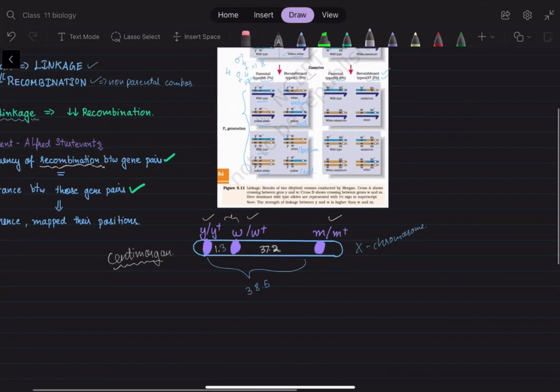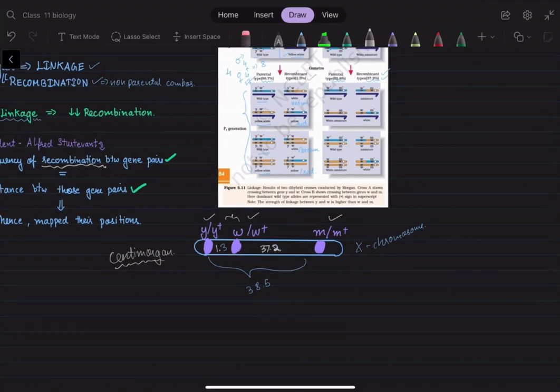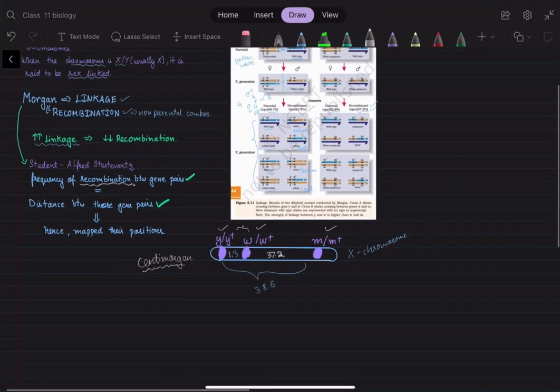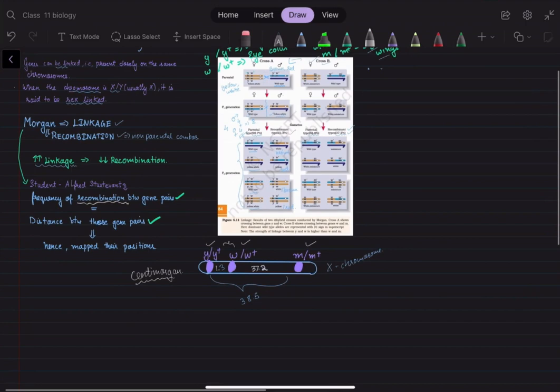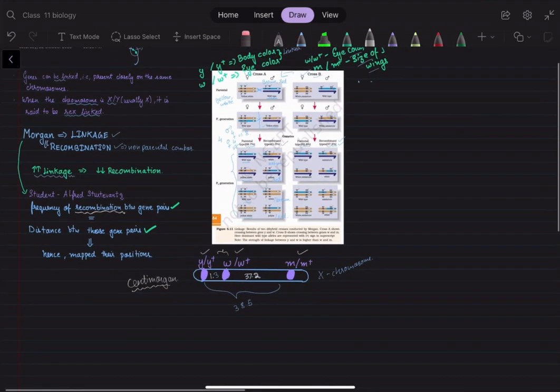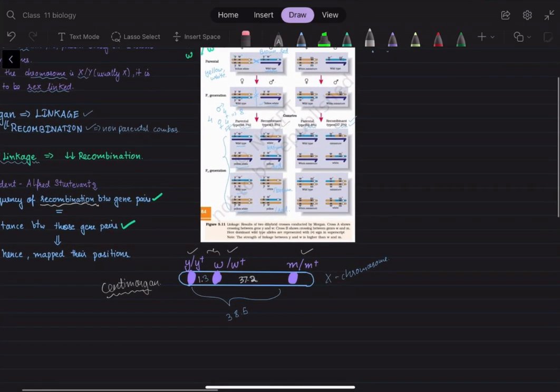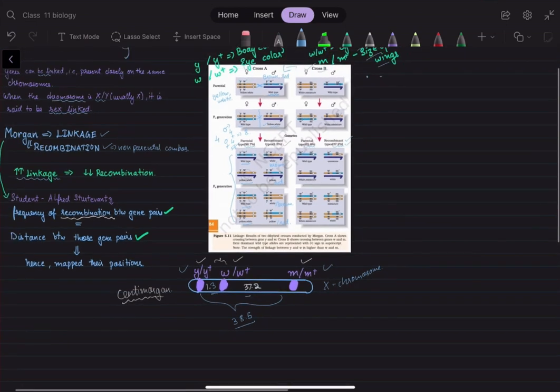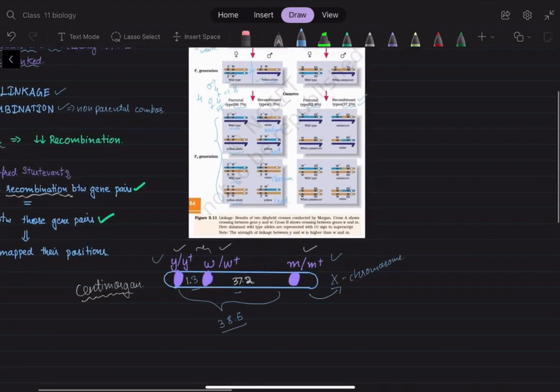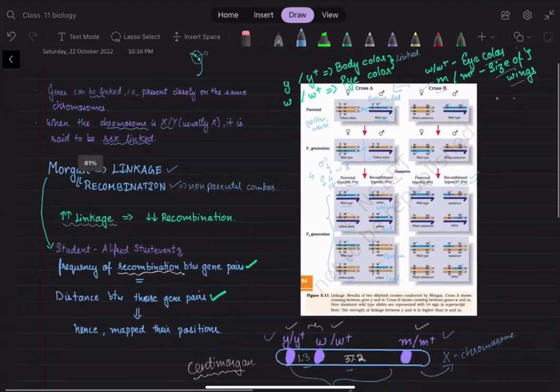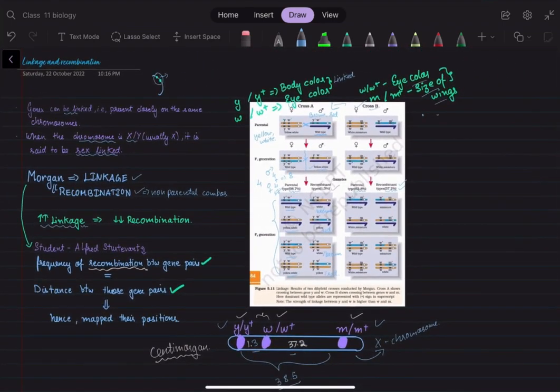Now based on this we can calculate the recombinant percentage for body color and size of the wings. We can calculate this by just adding these two, so you'll get 38.5 morgans. These are sex linked because they're present on the X chromosome, which is an allosome. So this was what you have to know about linkage.